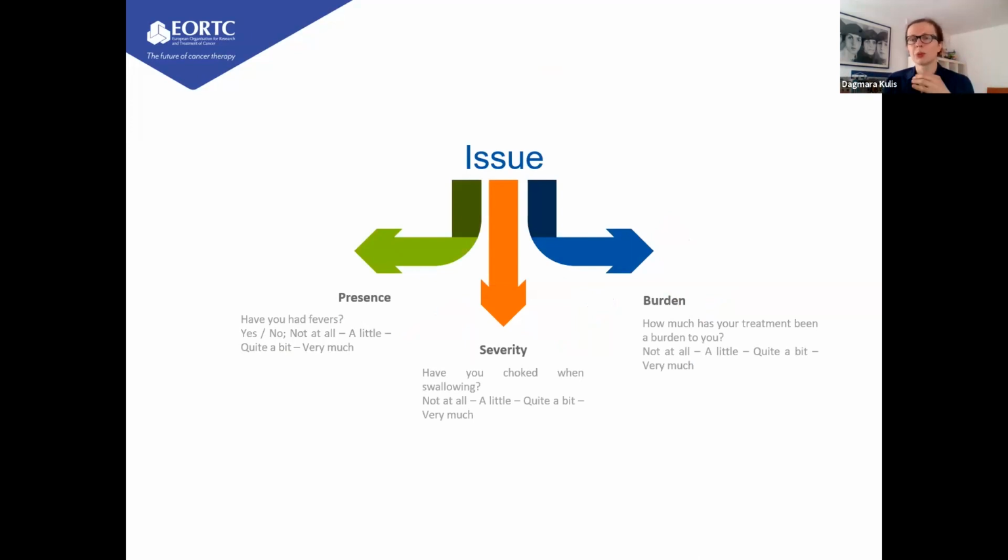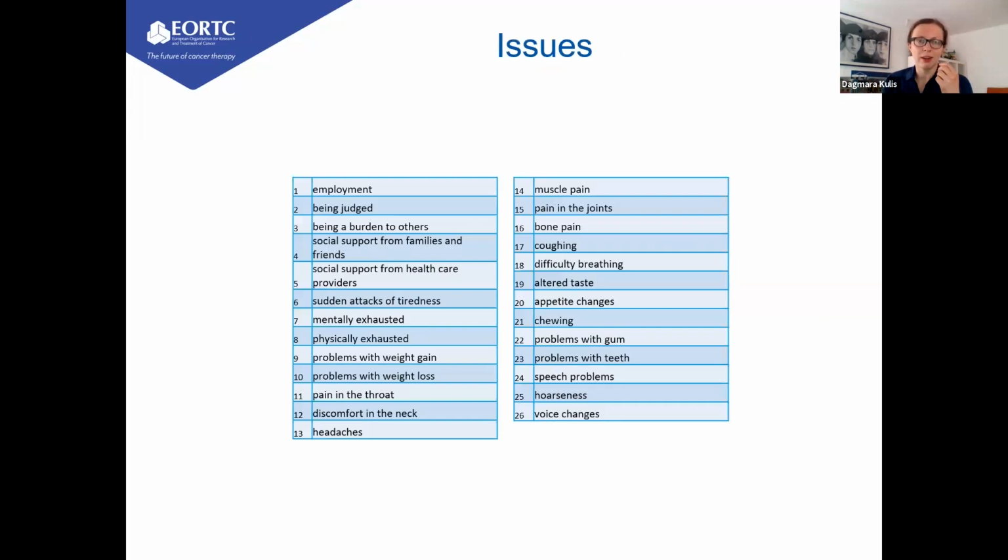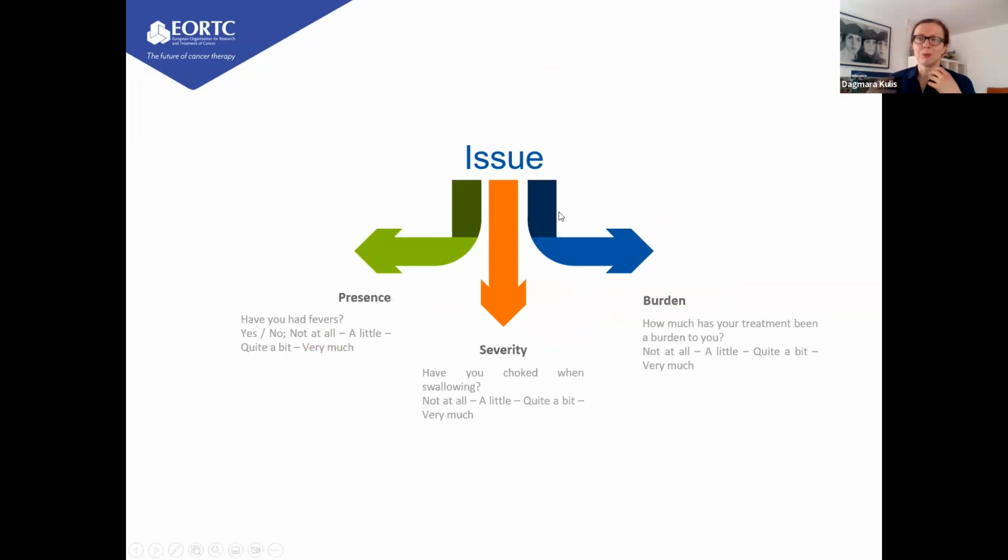And that's a very important exercise, because for each issue you can come up with a whole lot of different questions. So if you have, like here, being judged, you can ask if the patient felt like they were being judged, or if they were afraid of being judged, or there are lots of different versions of that question for one issue. And so here, for example, for a symptom, we can ask about the presence of a symptom, about severity, about the burden that it constitutes to the patient. So it's very important to decide what the question has to actually measure.